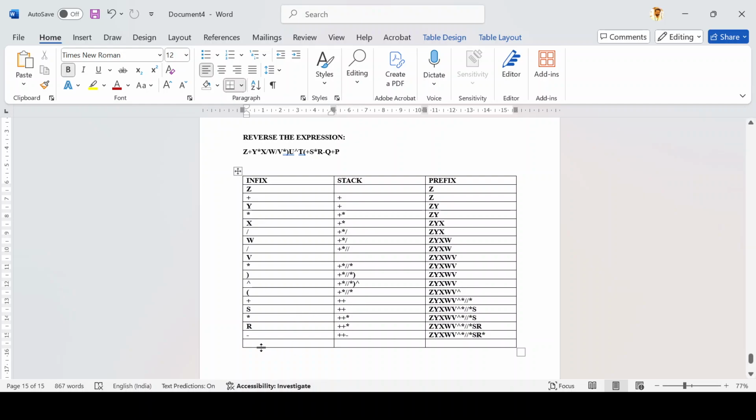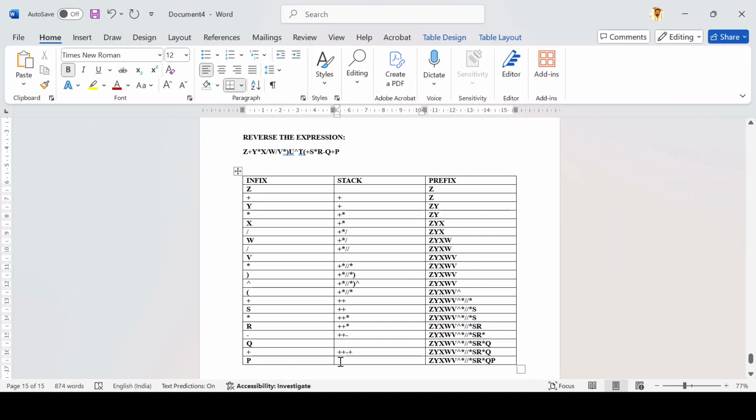Then we have a Q, which directly goes to the output side. Then we have a plus. Already in the stack we have plus, plus, minus. The top of the stack is minus, and both have equal precedence. The incoming operator is equal to the minus, so push it into the stack. Then the last variable is going to be P, so directly put it into the output side.